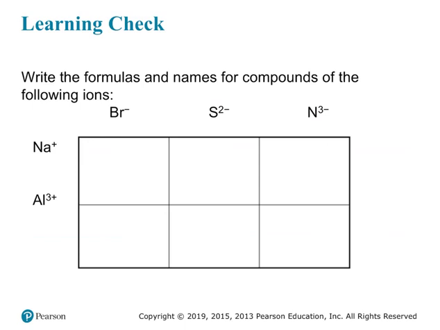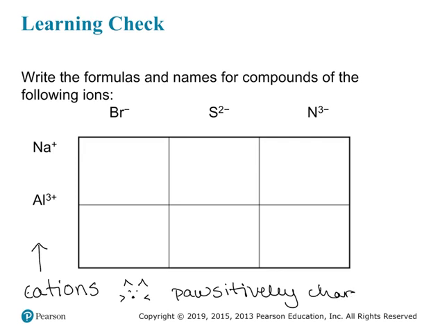Okay. So just a quick side question here. What do we call positive ions? Cations. So remember, cations are positively charged. And then what about negative ions? What do we call those? Anions. So that's just a side note.